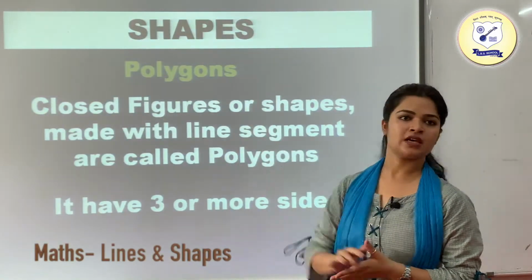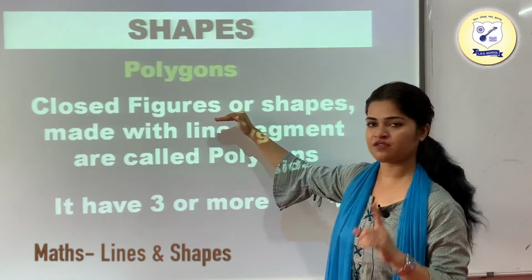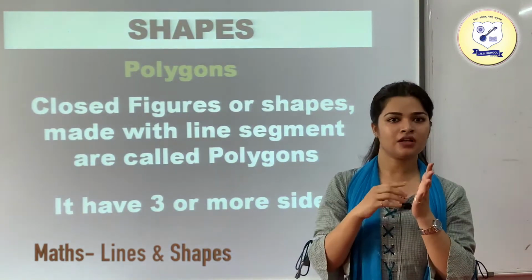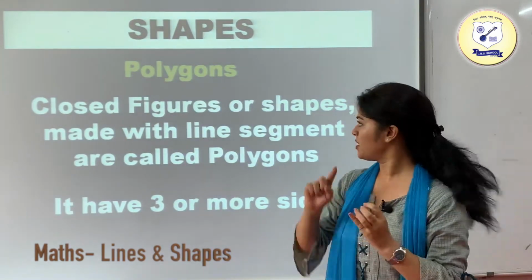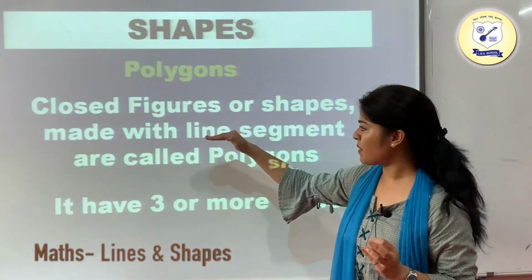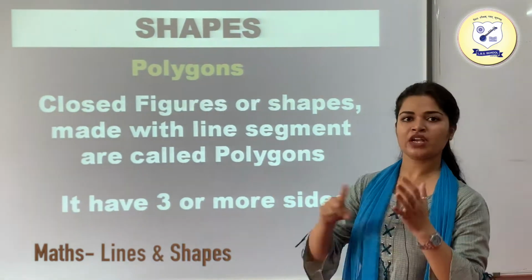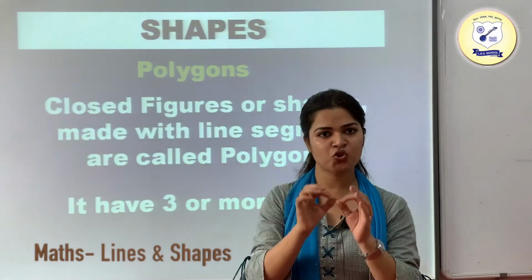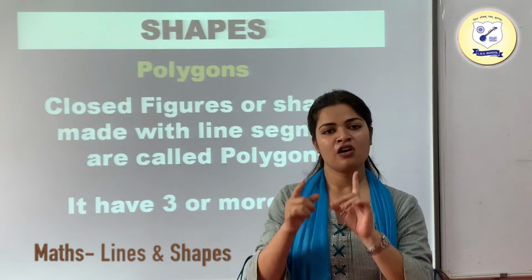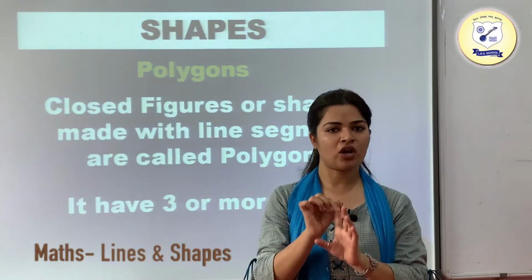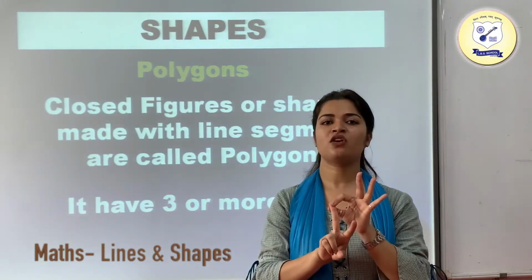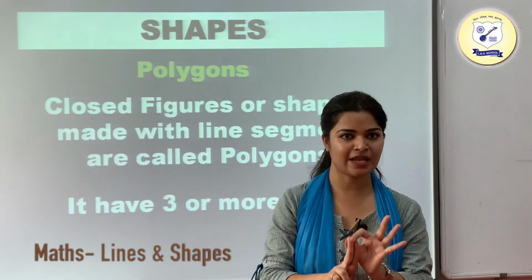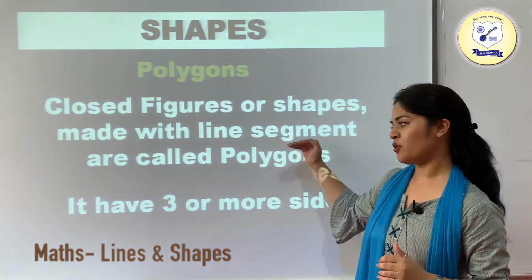Now, what are polygons? Polygons are closed figures. First of all, the main thing for a shape to be a polygon is that the figure should be closed. Second, it is made up of line segments. You cannot use a curved line in that. We should have line segments. For any shape to be a polygon, two things are necessary: first, it should be closed, and second, it should have line segments. Those are called polygons.